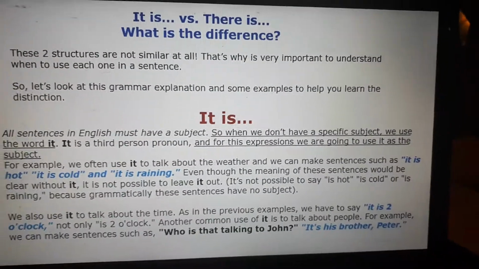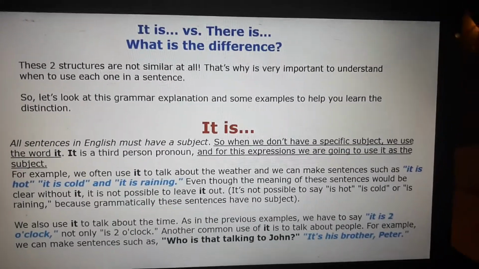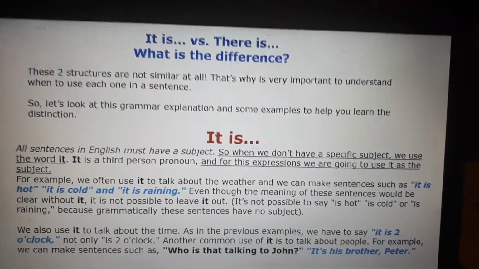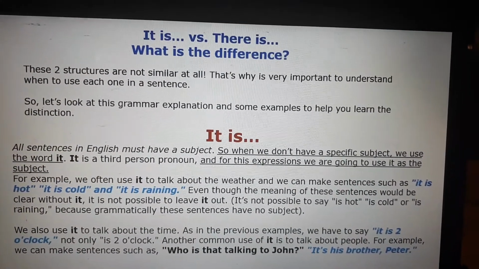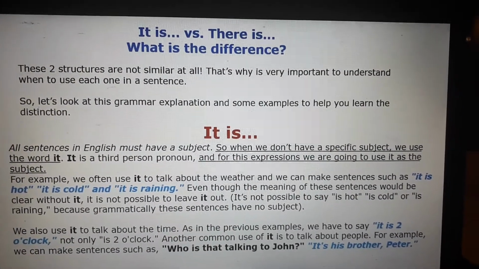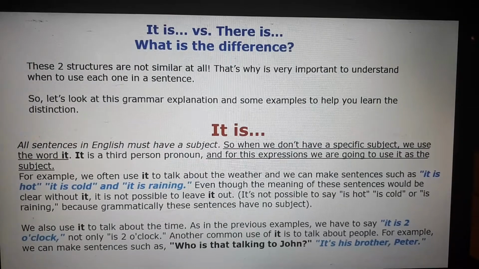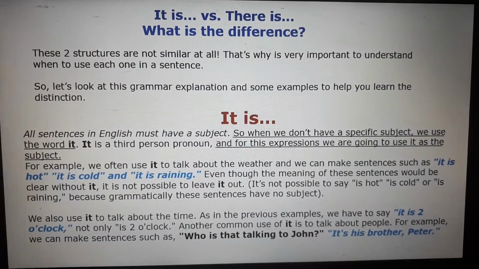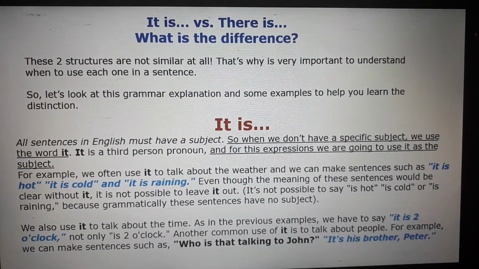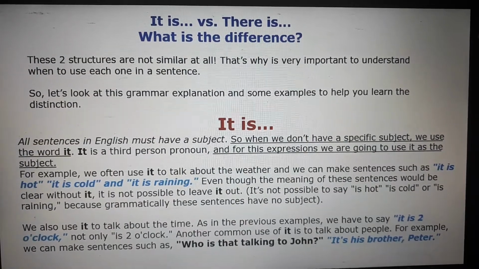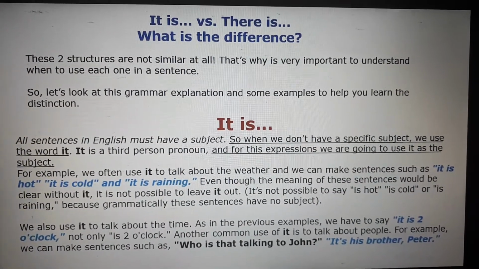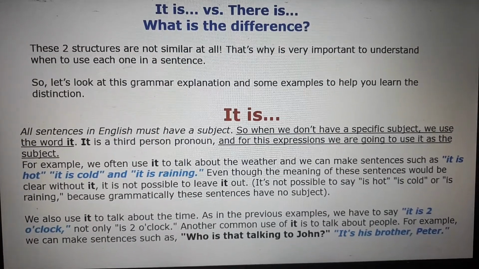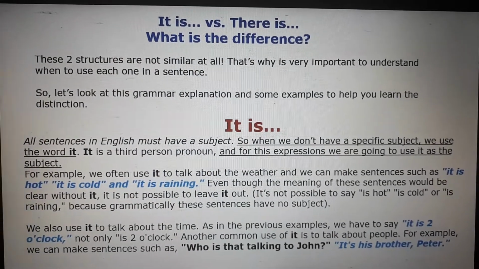Okay, so we're going to see some important information so you can see the difference between these two expressions. These two structures are not similar at all. That's why it's very important to understand when to use each one in a sentence. Sometimes we're going to use it is when it is like the subject, and we're going to use there is when we already have a subject and we want to say that something is in the room or in the refrigerator, etc. So let's see the information.